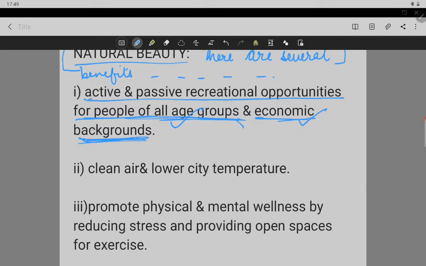So, active and passive recreational opportunities mean that we can go forward and play with nature, like we can go surfing, or we can row a boat through a river, or we can go cycling. Those are active pursuits. And passive means we can sit and watch nature. We can just listen to the sounds of nature, the sound of birds and the trees and the wind. So we can have active as well as passive recreational opportunities for people of all age groups and economic backgrounds.